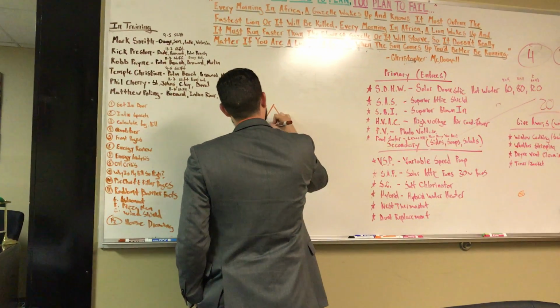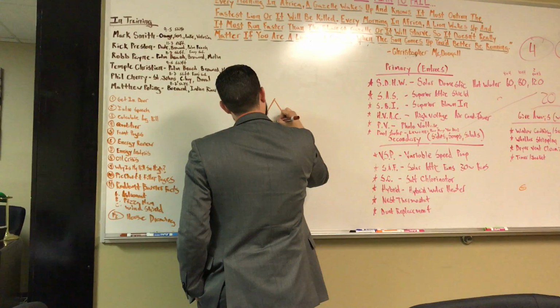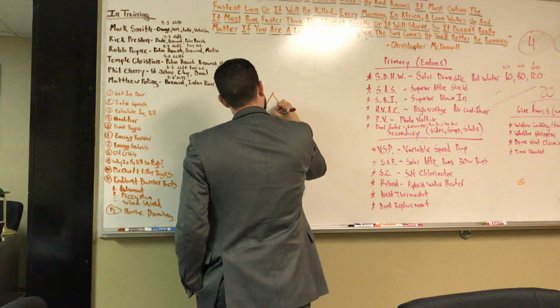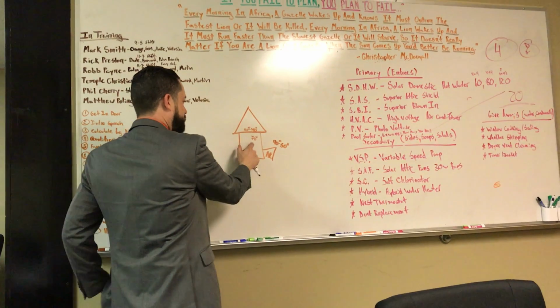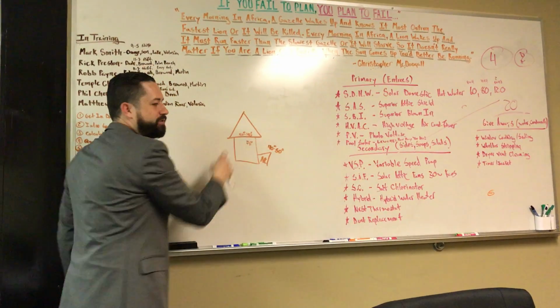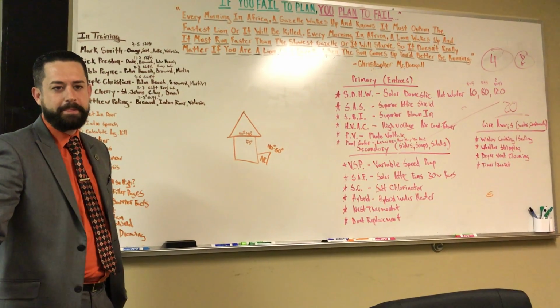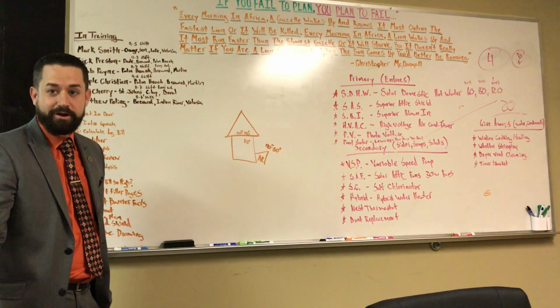The heat in the attic is between 120 and 180 degrees. So how hard do you think this AC has to work to maintain a temperature of 76 degrees in the house when you have all that heat in the attic? Pretty hard. It's got to work really hard, right?